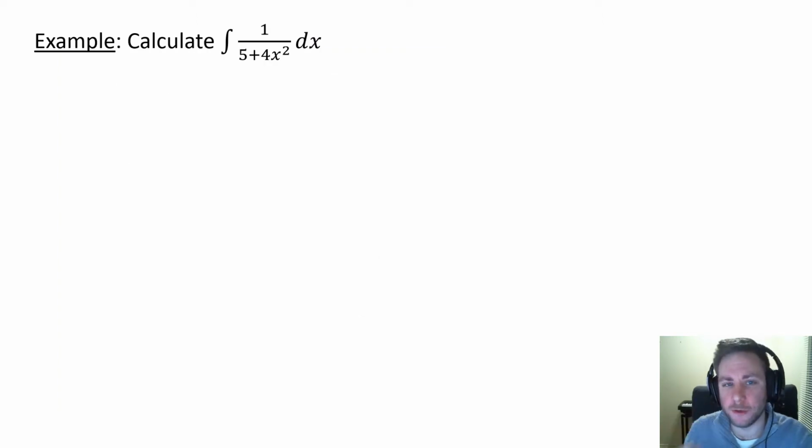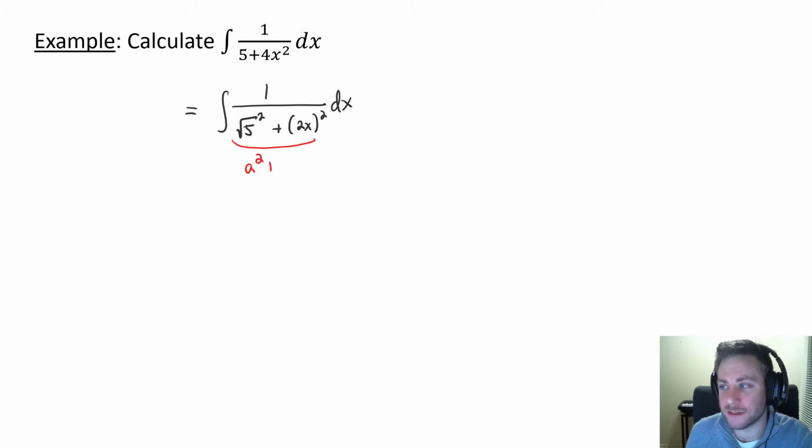Let's try an example. In the previous video, I suggested you always keep an eye out for differences of squares, but the arctan formulas we came up with suggest that we should also watch for sums of squares. In this case, we can see the denominator as a sum of squares by writing it as I've just done here. And by writing it that way, this structure of a squared plus u squared is more visible. In this case, we can see a would be root 5 and u would be 2x.